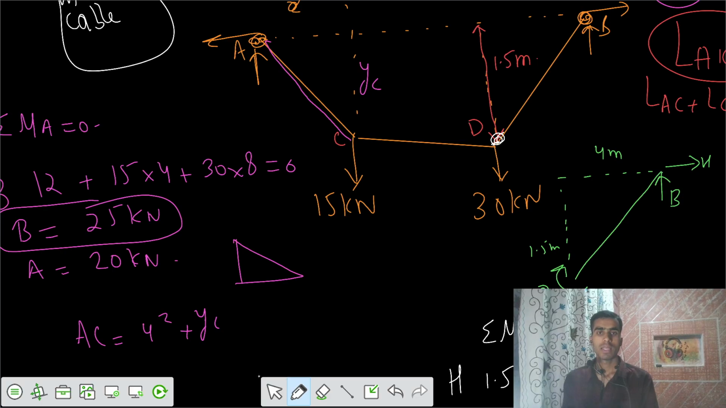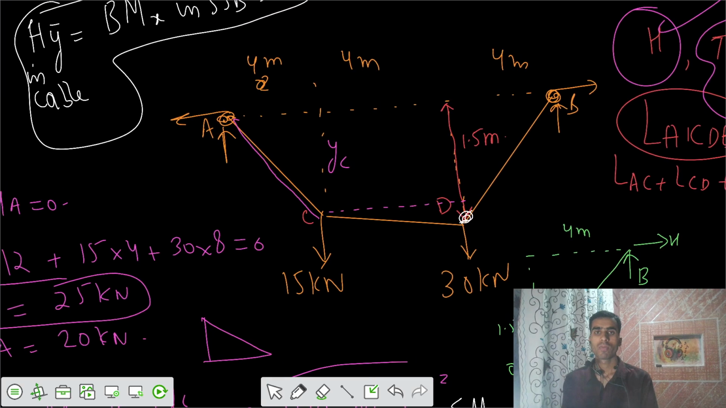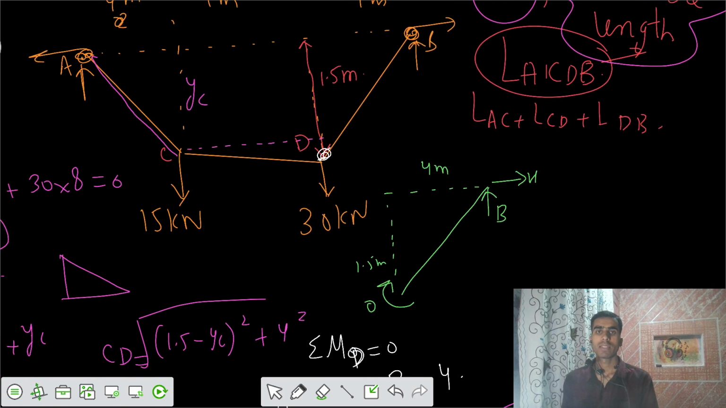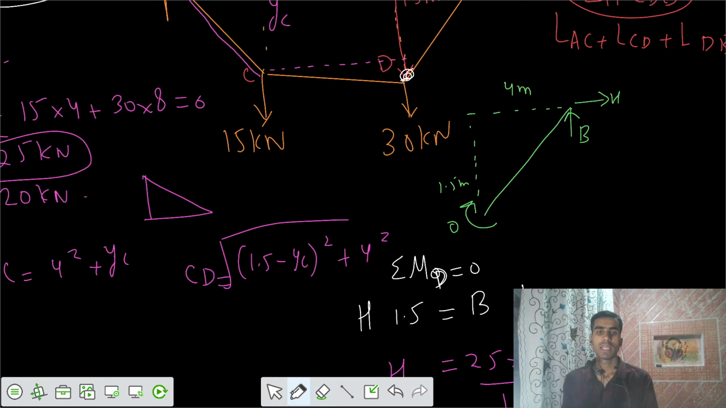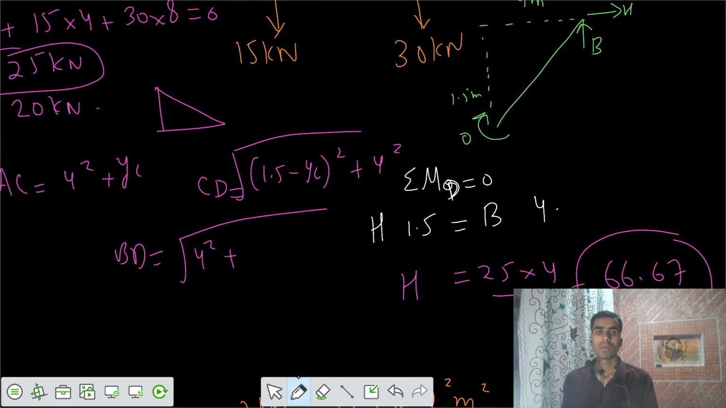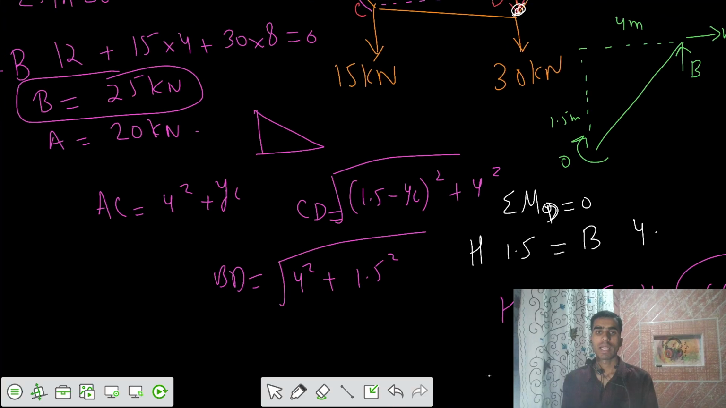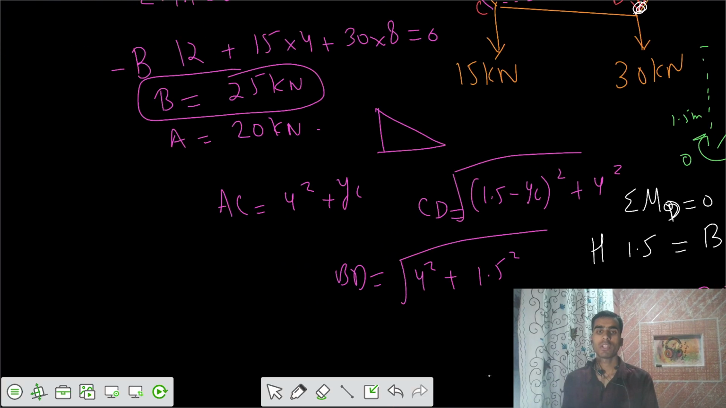Similarly, we can write CD. CD is equal to, we have one more rectangle here, and the vertical ordinate is (1.5 minus yc) whole square plus the horizontal 4 meter whole square, then we take the root. And one more length is there, that's BD. I would say BD equals root of the horizontal 4 meter square plus one more thing, that's the vertical 1.5. Then we can get the values.